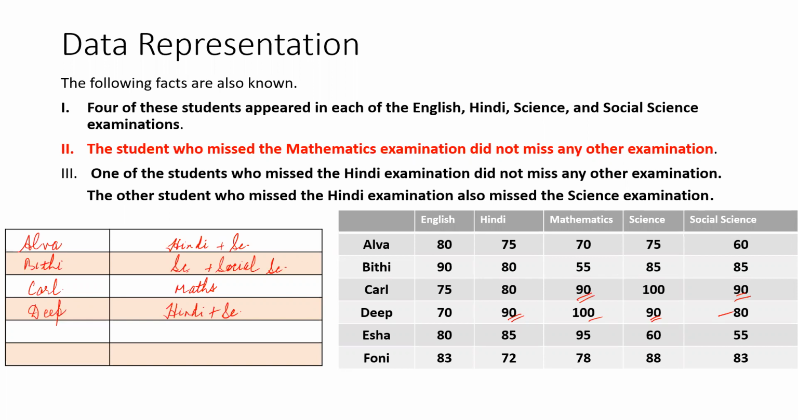Okay, in case of Deep, if we have scores like 100, 80, 90, and we take the 3 subjects out of 4 subjects that were his best scores and find the average, the score for the 5th subject, which can be Hindi or social science, would be 90 itself. Okay, we come down to Isha.